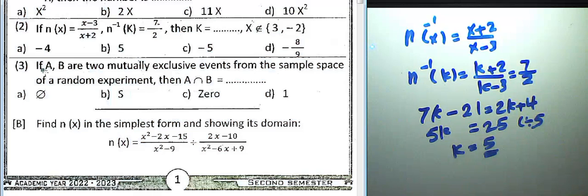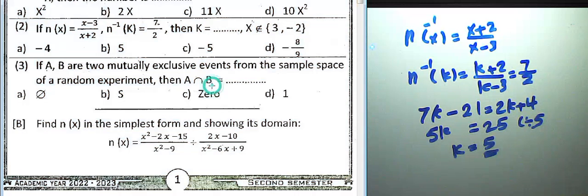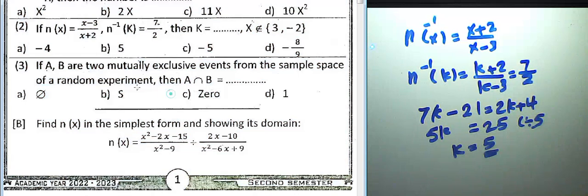Question number 3. If A and B are two mutually exclusive events from the sample space of a random experiment, then A intersection B equals what? A intersection B equals 5. Okay, look at this example. He asked about A intersection B, but if he asked about probability, we must choose 0. So in this example, we must choose 5. Okay, my students, choose 5 for this example. If he asked about probability, it must equal 0.